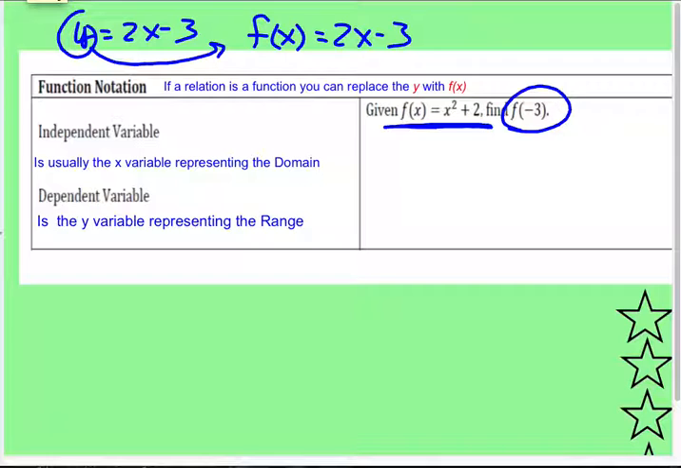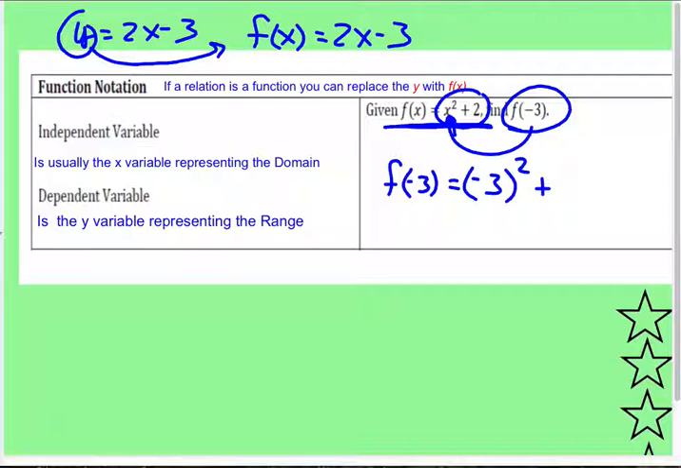They basically want you to just plug in -3 wherever you see x in the expression part. This is the expression part of my function. So if I want to find f of -3, that means I plug -3 in for this x right up here. I'm squaring that x and I'm adding 2. Now it's just order of operations. I don't worry about this anymore.